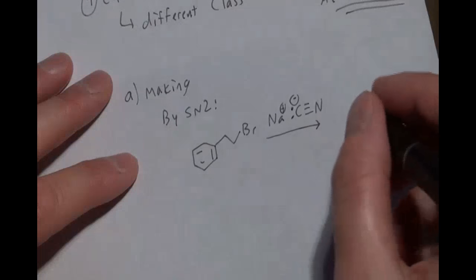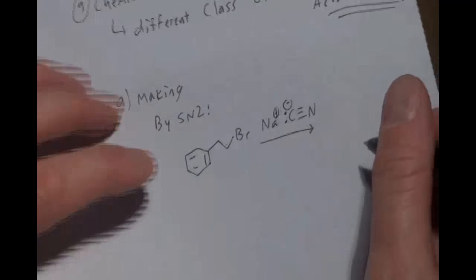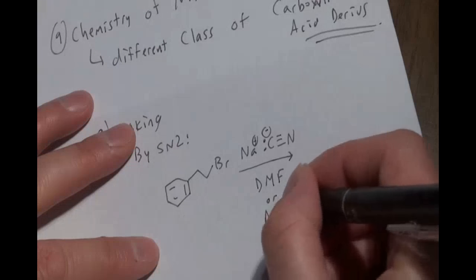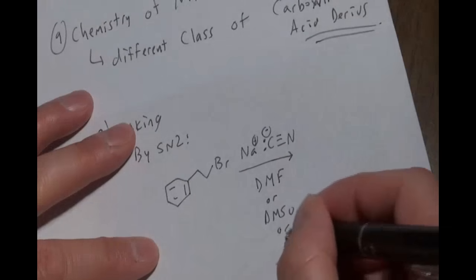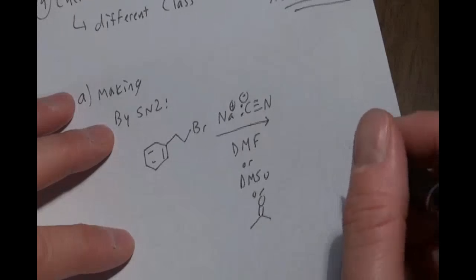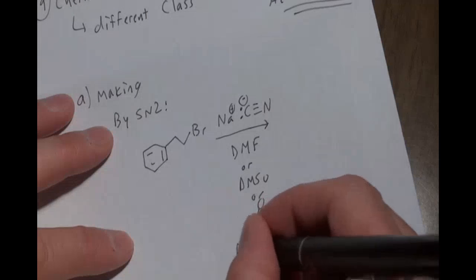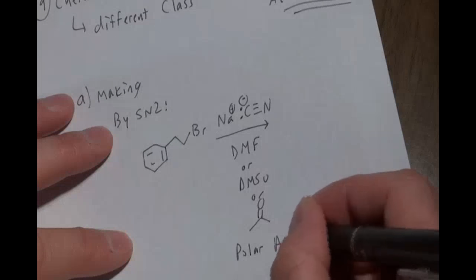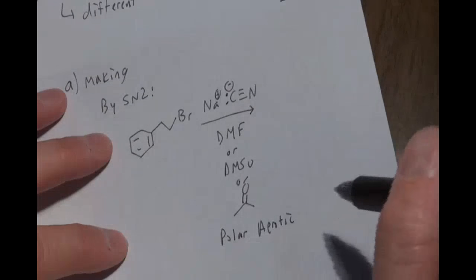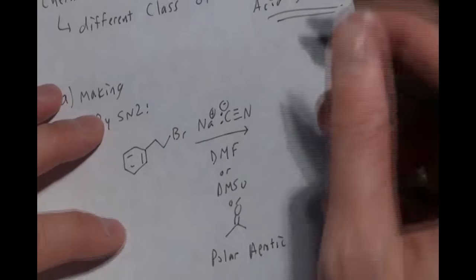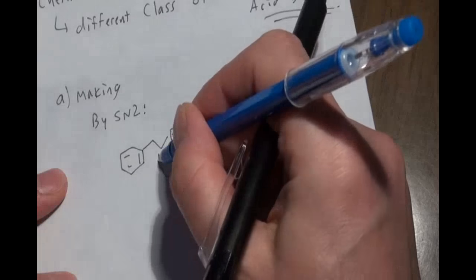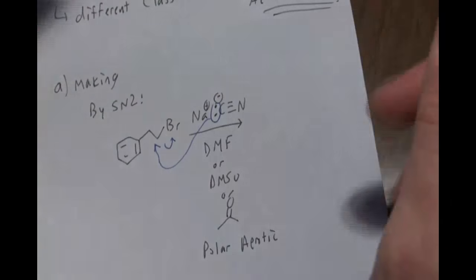NaCN, right? Maybe in a good SN2 solvent. What's a good SN2 solvent? Maybe a little DMF or DMSO or acetone. All of those are pretty good SN2 solvents. Polar aprotic, remember that? In organic 1, we explained why polar aprotic solvents facilitate SN2 reactions. But this is an incredibly easy reaction. CN minus kicks off the Br.